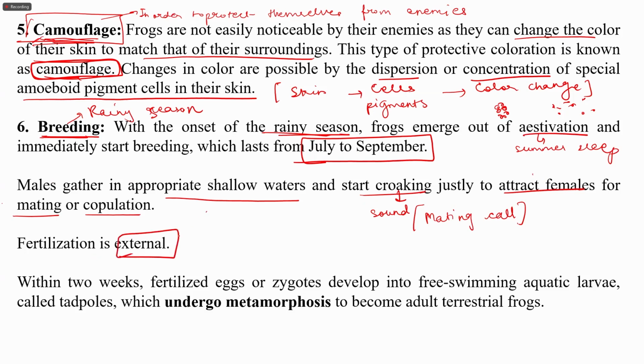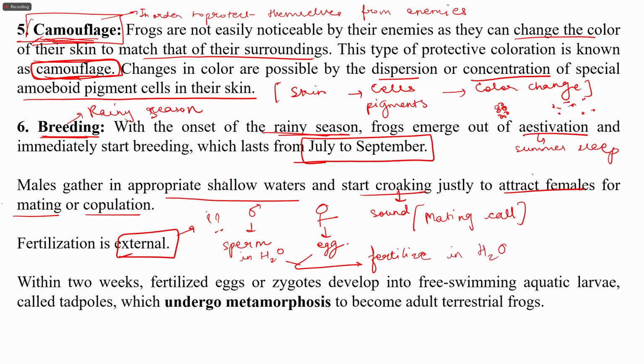Fertilization is external. So what do we mean by external fertilization? We have a male frog and a female frog. The male frog will release the sperm in the water and the female frog will release the eggs. The sperm and eggs in water will fertilize when they come in contact with each other, in the water, not inside the female frog. Therefore, the fertilization is external, taking place outside the organism.